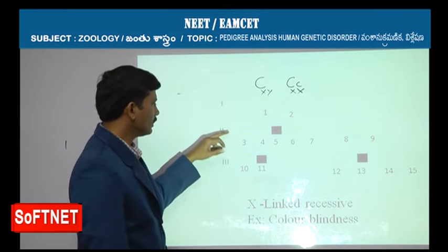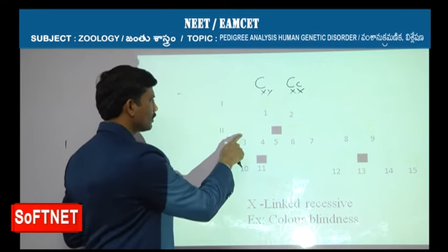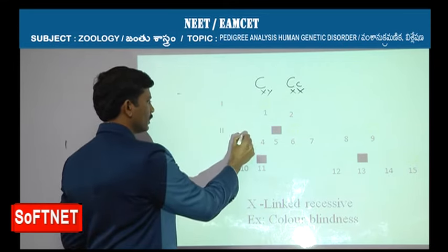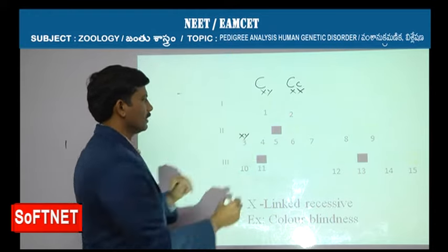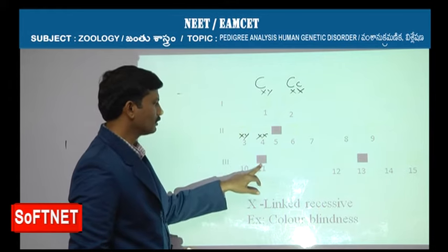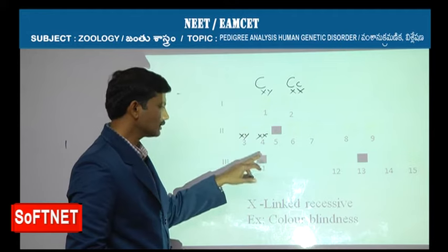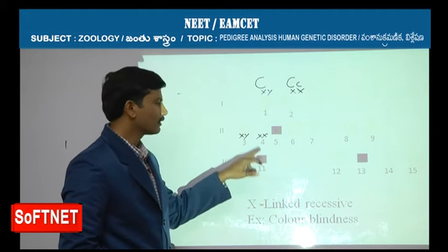If you take the second generation and the third generation marriage, this is a male, XY, and this is a female, XX. Now the progeny that are born to this one, one of the males gets affected, and again the male inherits that particular allele from the mother.